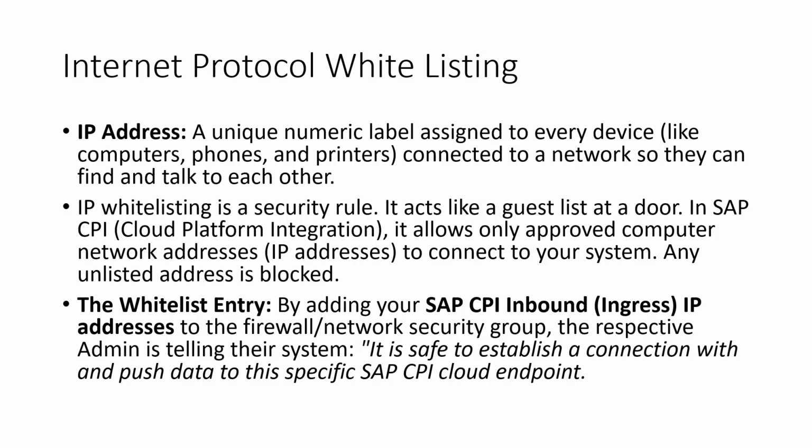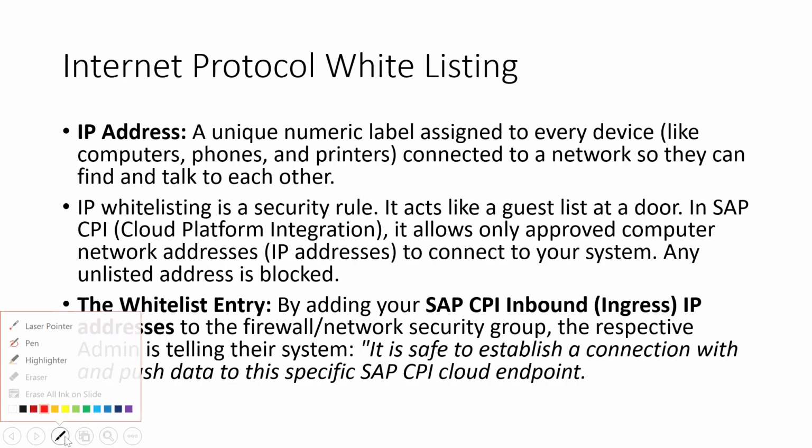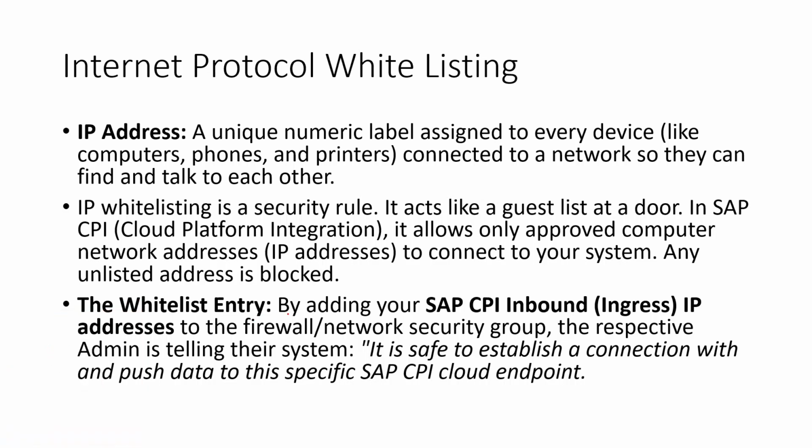For that reason, we may need to share our CPI or Integration Suite IP address with the sender system team. In short, the whitelisting entry means that they are going to add the CPI IP address to their firewall or network security group, so that they are telling their systems that it is safe to establish a connection with the CPI and send the data to the CPI endpoints. That is the meaning of IP whitelisting.